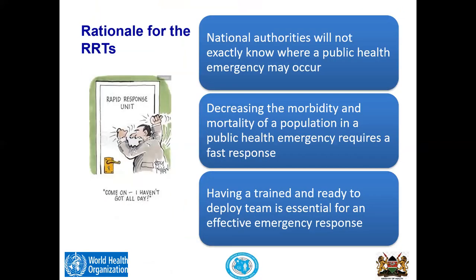What is the rationale for the rapid response teams? We normally say that without the rapid response teams, the national and subnational authorities will not exactly know where a public health emergency may occur. So you need to have teams ready to be rapidly deployed, so that case detection and a response to that particular emergency happens as promptly as possible. Then, decreasing the morbidity and mortality of a population during a public health emergency requires, in fact, as fast as possible, a response. Delayed response will, of course, result in high morbidity and mortality. And then again, having a trained and ready to deploy team is essential for an effective emergency response.